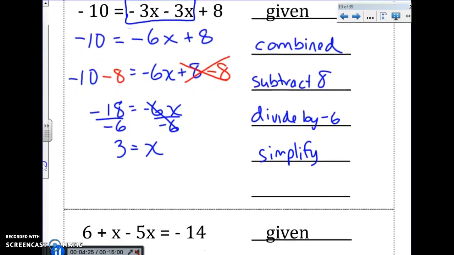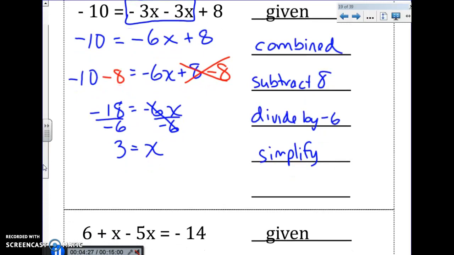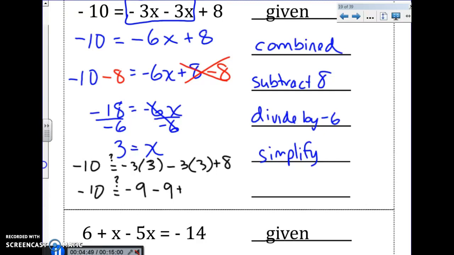And as usual, we should check our answer. So my question is, does negative 10 equal negative 3 times 3 minus 3 times 3 plus 8? There's a lot of negatives in this problem. It's a really good idea to check to make sure you got it right. Does negative 10 equal negative 9 minus 9 plus 8? Does negative 10 equal negative 18 plus 8? And the answer is yes. So that was checked.